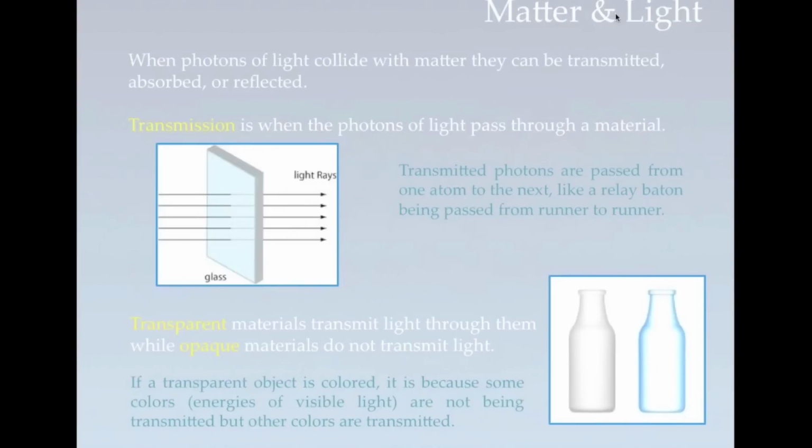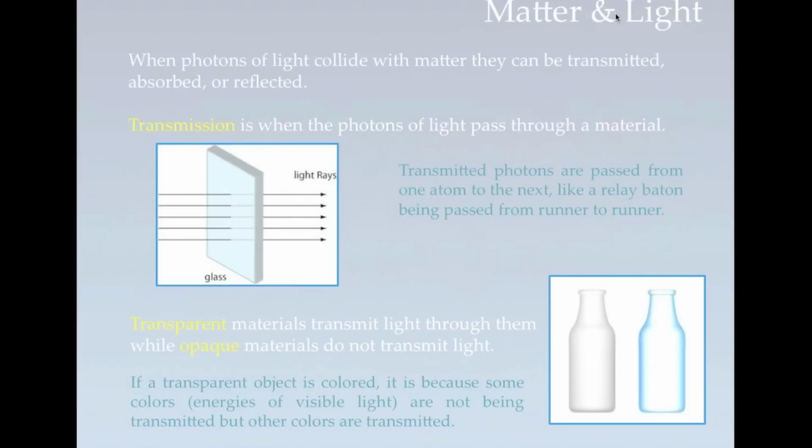So when light interacts with matter, we have some options. It can either be transmitted, absorbed, or reflected. If light hits an object and it passes through that object, like glass, we say the object is clear, then the light is being transmitted through that object.